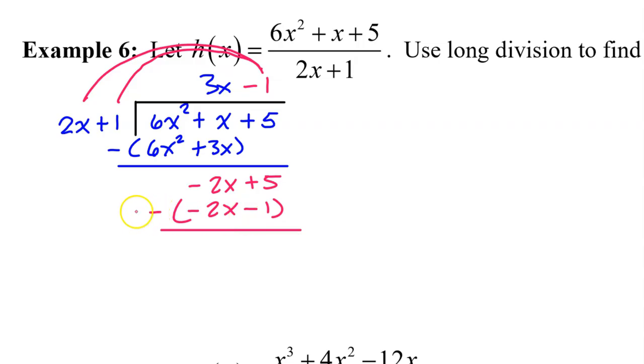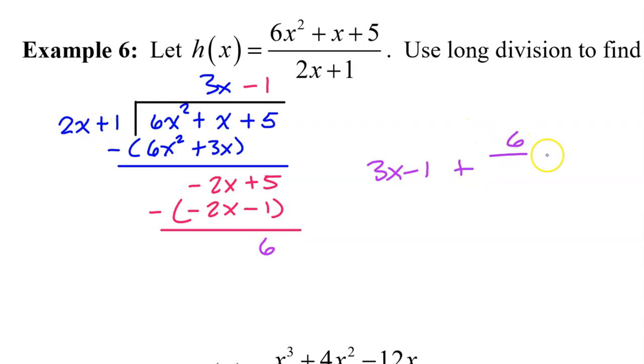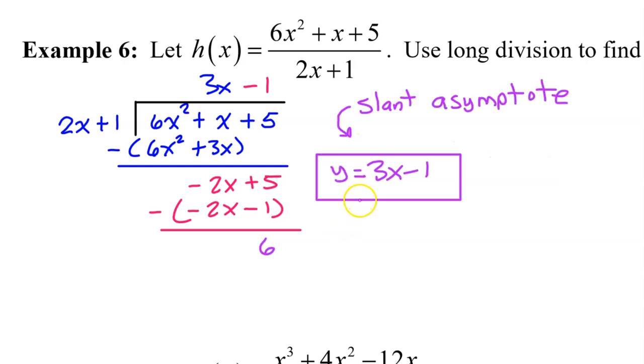Then you subtract. Negative 2x minus negative 2x is negative 2x plus 2x, which is 0. So they cancel out, of course. 5 minus negative 1 is really 5 plus 1, which is 6. We have already reached the constant, so this is the remainder. So the answer is going to be 3x minus 1 plus 6 over 2x plus 1. However, only this part is the slant asymptote. The slant asymptote is y equals 3x minus 1.